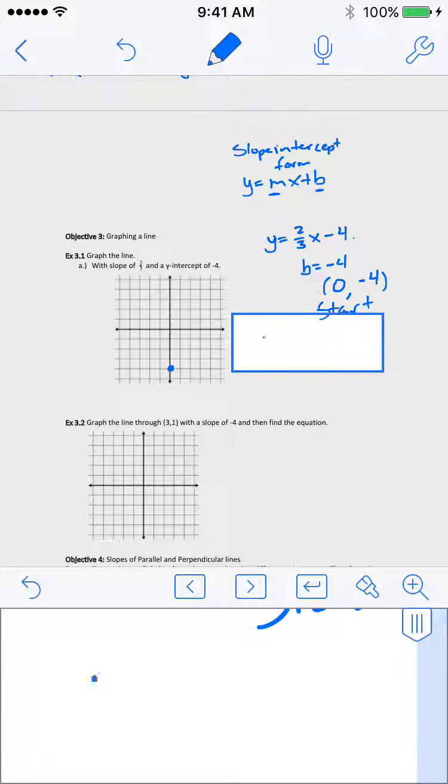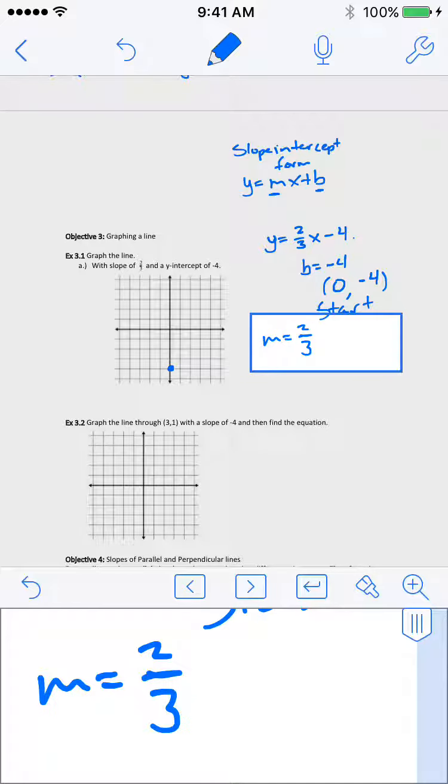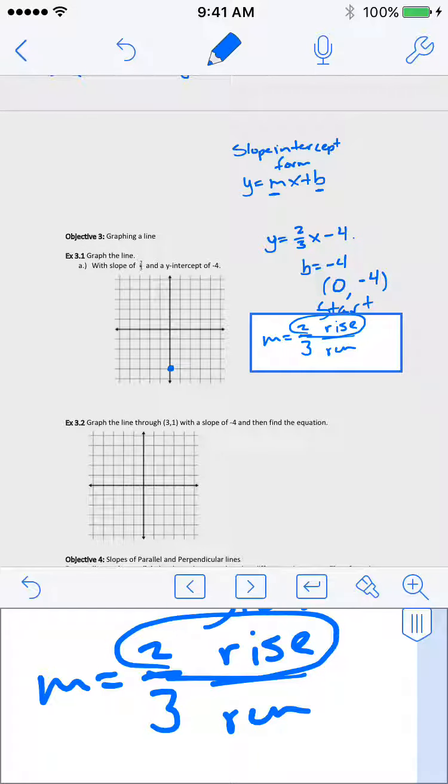That slope was m is equal to 2/3. How exactly could we use the slope 2/3 to help us graph? How could we do that? Well, remember that slope is the steepness of the line. It's our rise over run. So 2/3 is the same thing as our rise over run. Now, if that's true, then that must mean that the 2 is the rise and the run is 3. So up 2 and over 3.